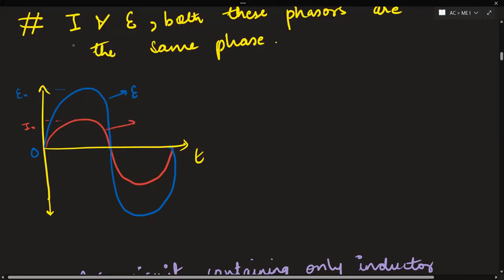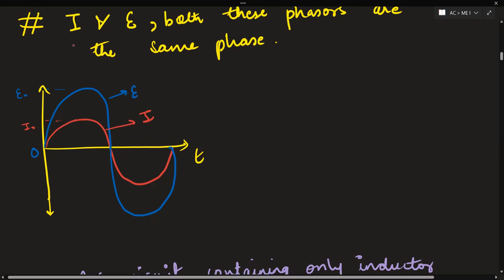And this is for current. Class, what is this gap that we are getting? This is the difference in amplitude. This simply shows that EMF's value is higher. EMF's amplitude is higher than current. But we are talking about the phases.